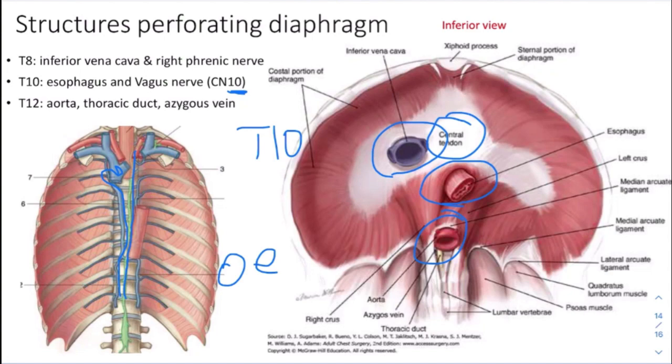Okay, so they perforate the diaphragm at the level of T12. And one way to remember these structures is T12, red, white, and blue. Red for the aorta, white for the thoracic duct because lymph is white in color, and the azygous vein because it's the vein, blue. So T12, red, white, and blue. Aorta, thoracic duct, and azygous vein, the level of T12.